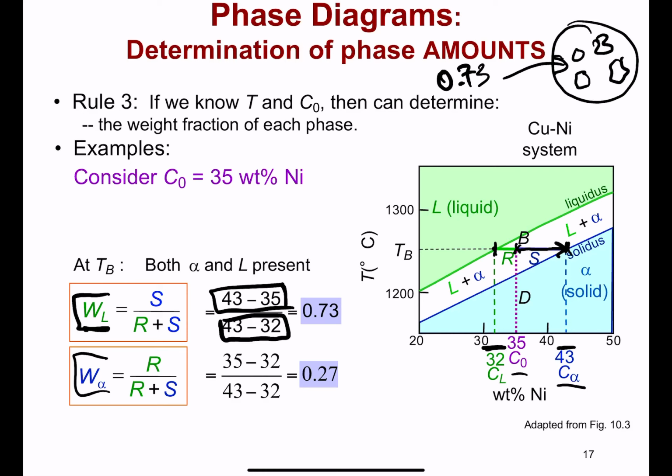For the weight fraction of the alpha now, we start at point B, our material of interest, and we're going to walk to the opposite. So not to the solid, but now to the liquid. So it's the smaller segment here. That takes us to the 32 x coordinate. 35 minus 32 is our numerator this time, divided through by the full tie line length of 43 minus 32. This gives us the complement value of 27%. So all of the alpha particles together sum up to give us 27 weight percent, or 0.27 weight fraction of the alpha phase.